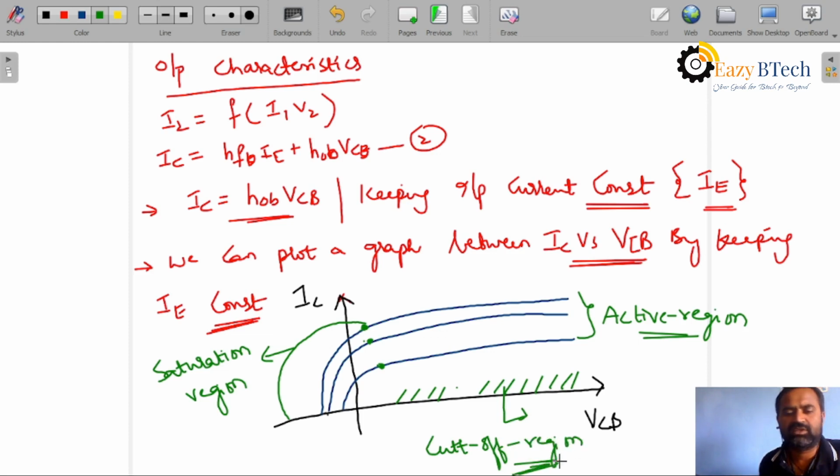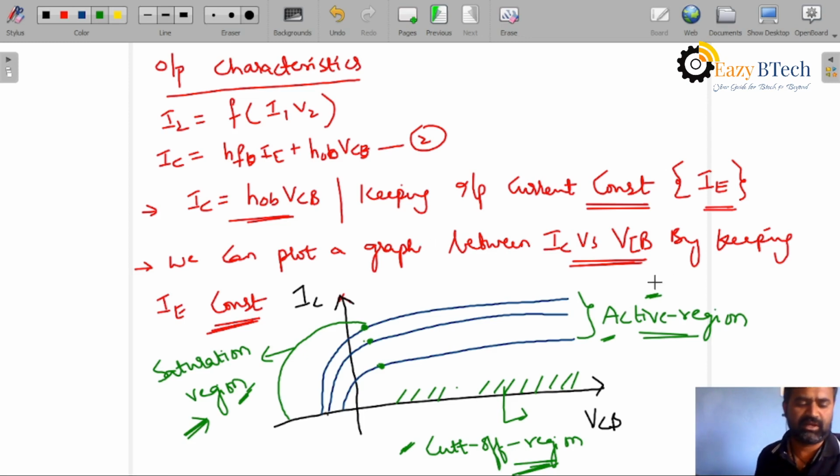We have clearly studied this region is a saturation region, this region is an active region, and this region is a cutoff region. It means in this mode both are in on state, here one is on and one is off, and here both are off. No current flows in the cutoff region. Okay, students, so this is about the common base configuration circuit.